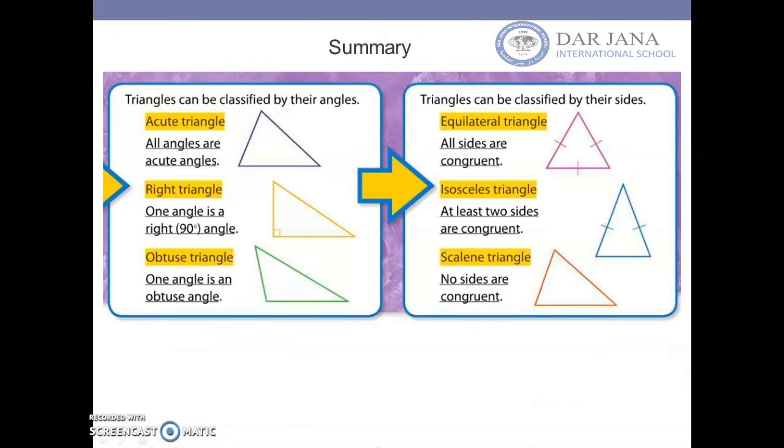In short, this is the page from your book. We can classify triangles by their angles. So you have acute triangle, all angles are acute angles. Right triangle, one angle is a right angle. Obtuse triangle, one angle is an obtuse angle. We can classify triangles by their sides. Equilateral triangle, 3 ticks, you see all sides are congruent. Isosceles triangle, at least 2 sides are congruent. Scalene triangle, no sides are congruent.